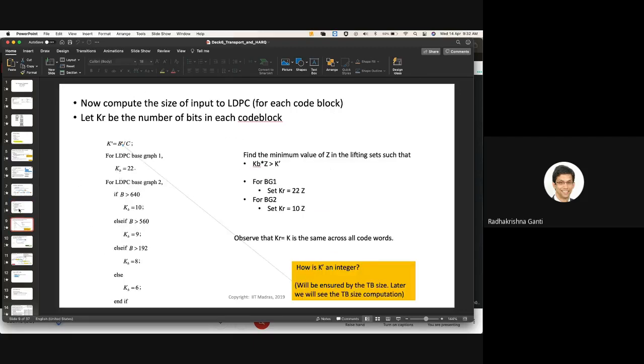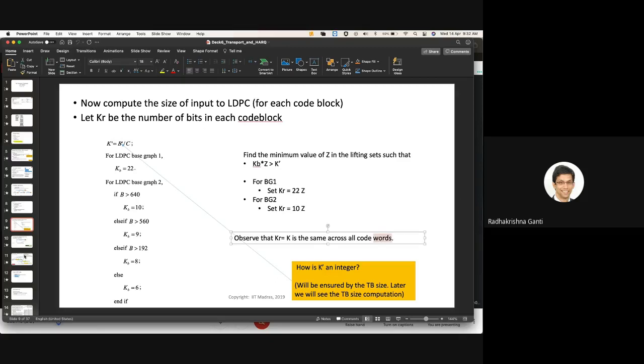K dash is nothing but the total number of bits divided by the number of code blocks. Okay. So, I'll just show you a picture. This will become very, very clear. And then what you do is, you choose the size of your input block as 22Z for BG1, once you choose a Z, and for BG2, you choose 10Z. And you choose the same size for all the code words.